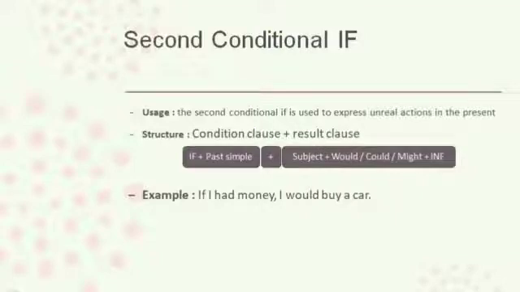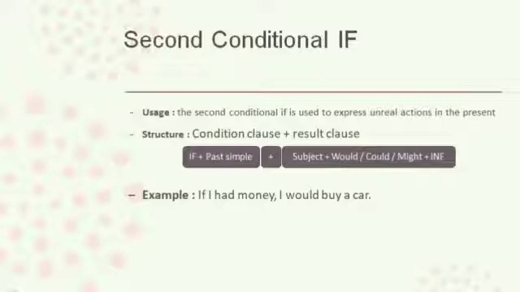So what is the structure or the form of the second conditional sentence? The sentence is combined of two parts. The first part, which is called the condition clause, consists of if plus a past simple sentence. And the result clause consists of a subject. I think we are all familiar with what a subject is. The subject is I, he, she, it, Sarah, Michael, Anne, whatever the name, plus one of those modals, would, could, or might, plus the infinitive.